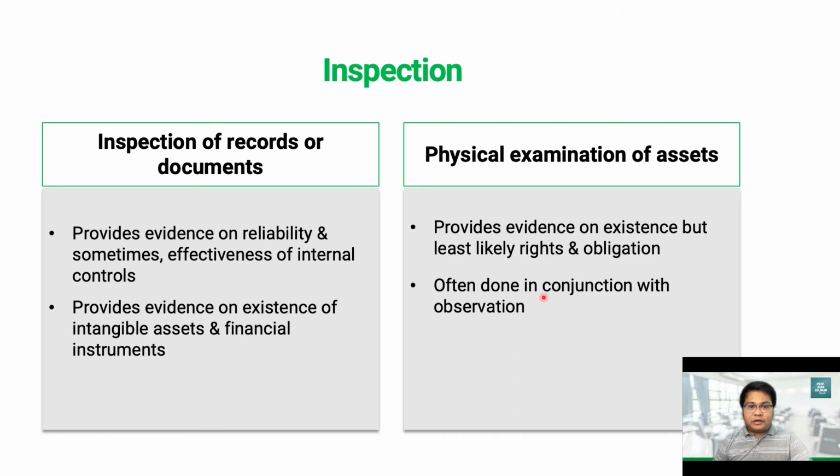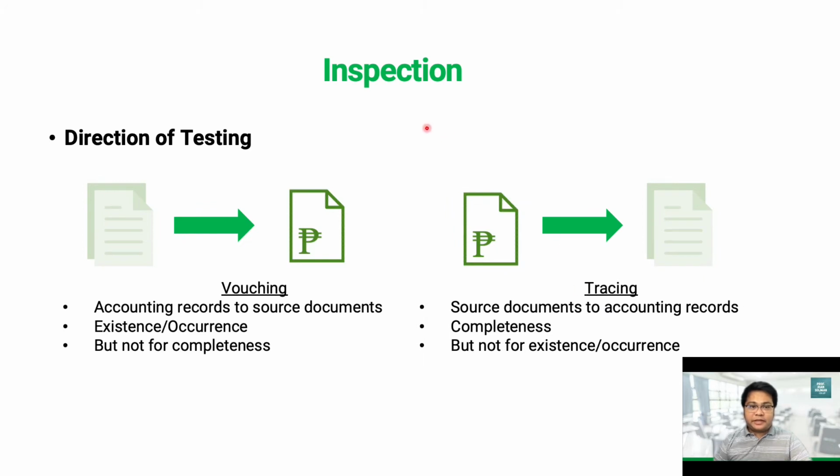And another thing about inspection of asset is that it is normally done together with observation. So that is why inspection and observation go hand in hand when we obtain those types of evidence. Another important concept related to inspection is that the objective being addressed would depend on the direction of testing. Okay, I think we mentioned this earlier in one of our discussions. So if the direction is coming from the accounting records, going to the source document, we call that vouching. So vouching supports the assertion of existence or occurrence, but not completeness.